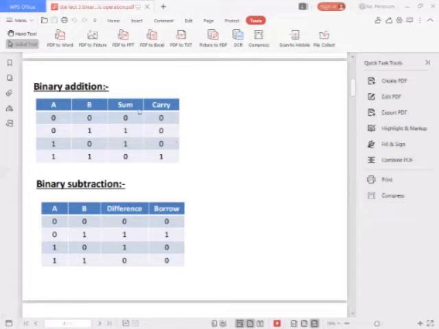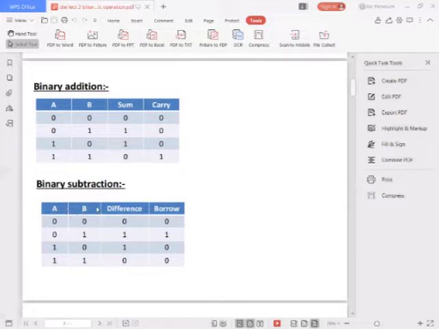So this is nothing but the binary addition rules. Binary addition is the key for binary multiplication, subtraction and division. Then the next rules are the binary subtraction rules. In this also there are 4 rules.